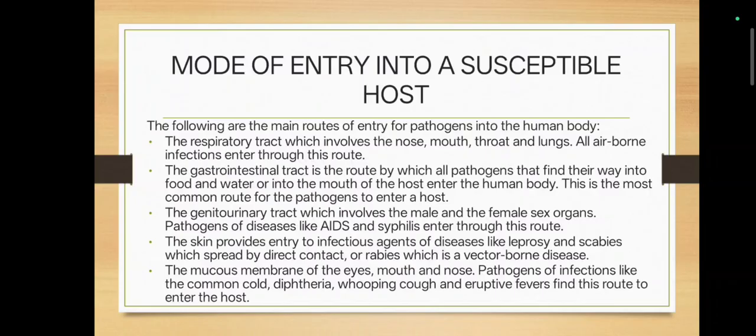Next is mode of entry into host. Pathogens enter the body through different routes like respiratory tract, gastrointestinal tract, genitourinary tract, skin, and mucous membranes. And various diseases are transmitted through these. For example, respiratory tract, tuberculosis and influenza; gastrointestinal tract, typhoid and dysentery; genitourinary tract, AIDS and syphilis; skin, leprosy and rabies; and through mucous membranes is diphtheria and whooping cough.